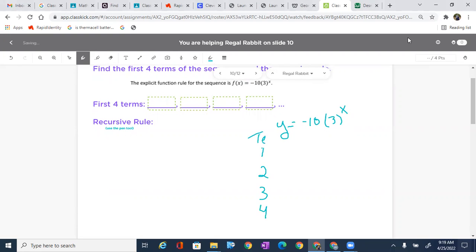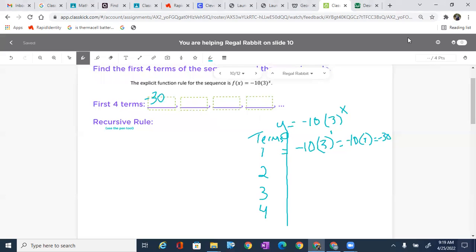So these are terms. In order to do this, we're just simply going to plug these values into our exponential equation. So for example, negative 10 times 3 to the first power. What is negative 10 times 3 to the first power? 3 to the first is just 3, so it's negative 10 times 3, which is negative 30. So I'm going to come over here and say, well, I know that the first term is negative 30.